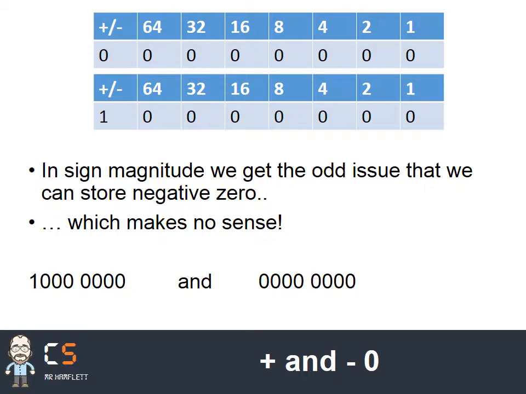There are a couple of issues with sign magnitude. One is that we get a perverse situation where we have a positive and negative 0. At the bottom, I've got 2 examples. This one on the right hand side is 0, and because it's got a 0 at the front, that's plus 0. However, this number is also 0, but it's actually negative 0 because there's a 1 at the front. So we get this weird situation where we have a positive and negative 0, which makes no sense because there is no such thing.